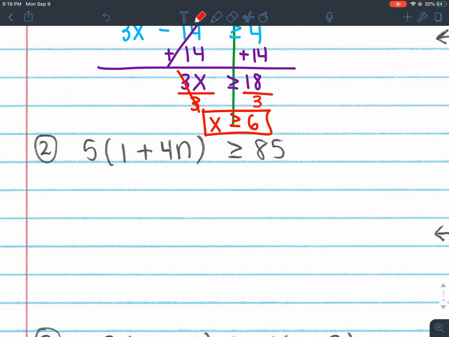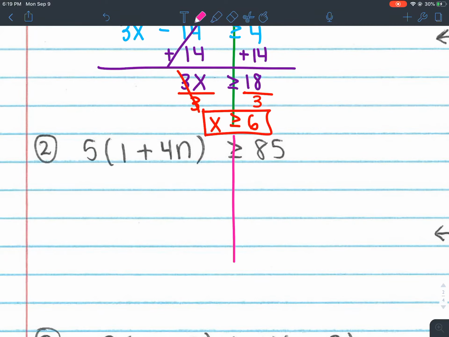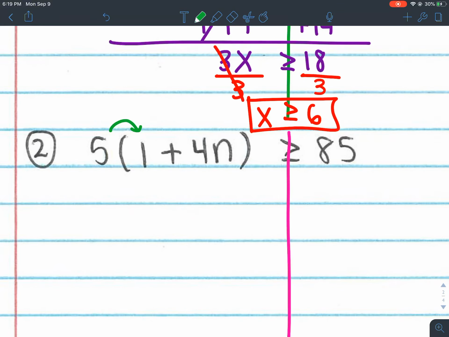I have 5 times 1 plus 4n is greater than or equal to 85. Okay, so now I'm going to draw my line down the middle. And I'm going to do 5 times 1, which gives me 5, and 5 times 4n, which gives me 20n. And I have greater than or equal to 85.